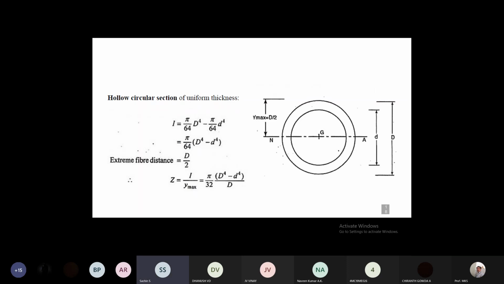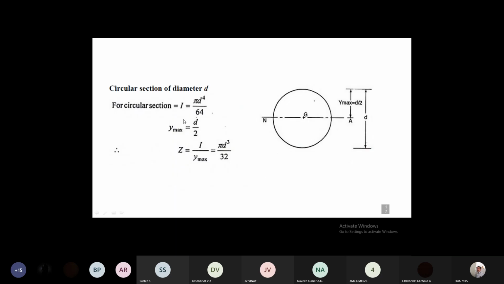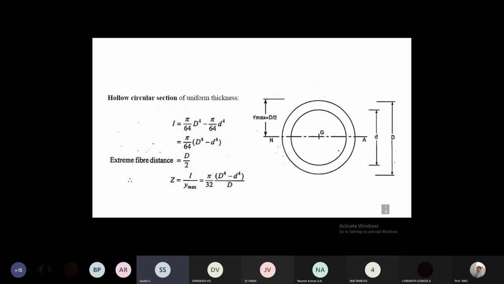Similarly, for a hollow shaft or hollow circular section, we will be having two diameters, the inner diameter and the outer diameter. Outer is capital D, inner is small d. Similarly, the distance from neutral to outermost fiber is D by 2, the distance from center to outermost fiber. The moment of inertia is the same as the previous one: pi d power 4 by 64 for a solid. For a hollow, it is pi by 64 times outer diameter power 4 minus inner diameter power 4. The extreme fiber distance y maximum is D by 2.